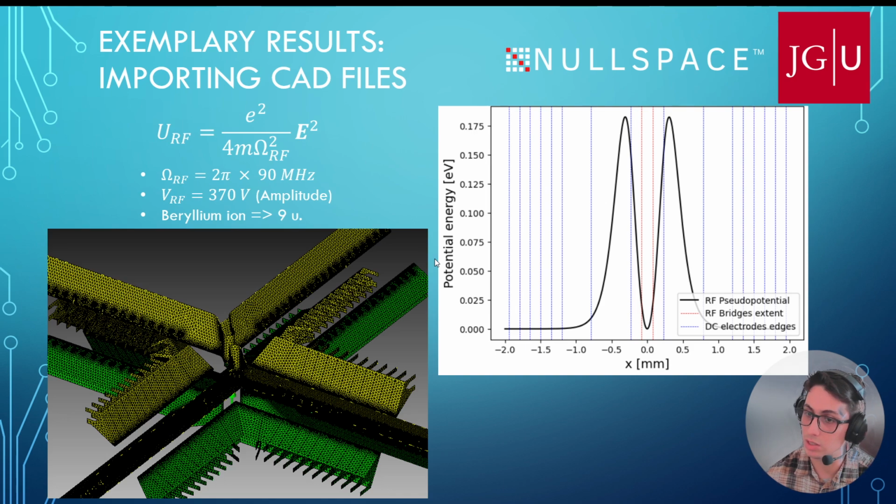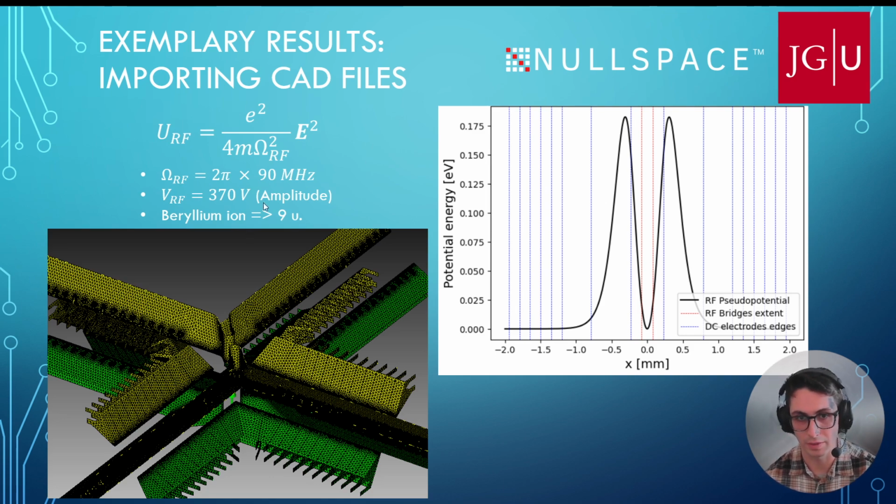This is the pseudo-potential energy due to the RF bias electrodes. The equation for this is what you can see here, where E is the electric field. So we have the square norm of the electric field. This is the drive frequency of the RF. This is the charge of the electron, and this is the mass of the ion. So the pseudo-potential energy is what the ion will actually feel, because since this frequency is so high, the ion actually sees the average in time.